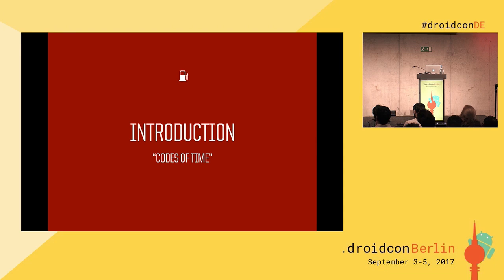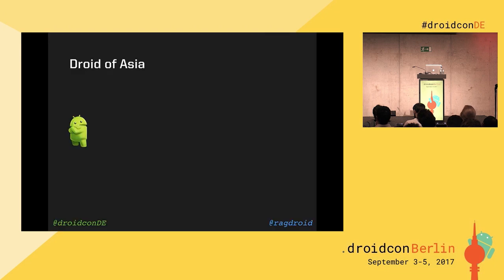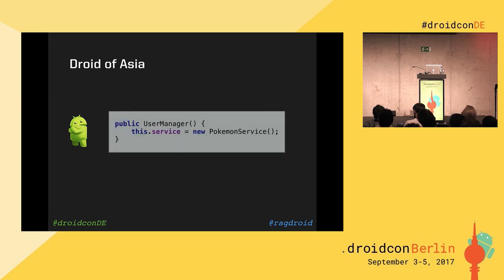It is called Introduction: Codes of Time. Once upon a time, there was a droid developer. He used to write code like this. He used to instantiate his services within his class.